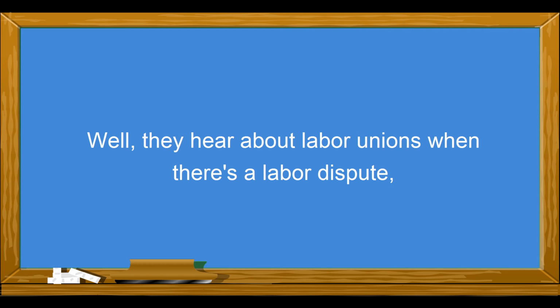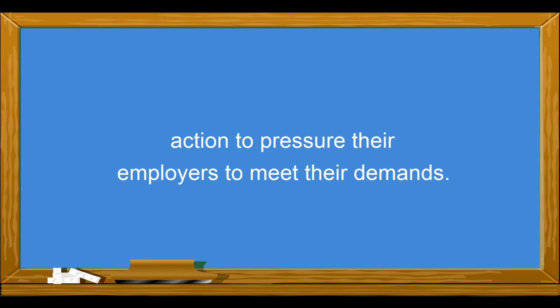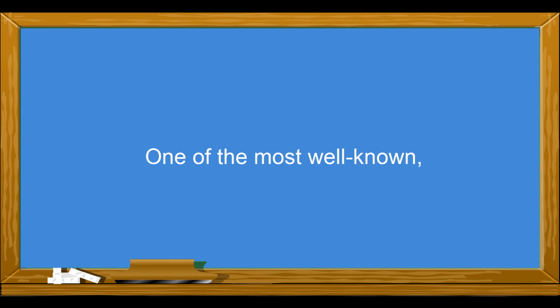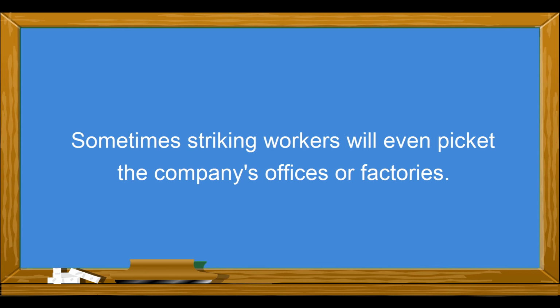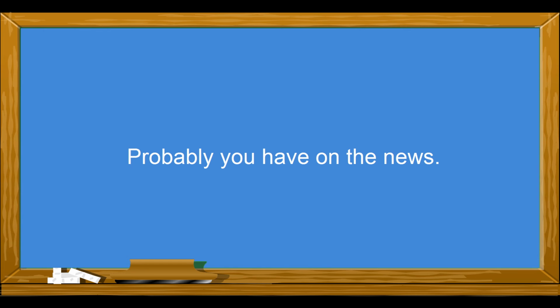Well, they hear about labor unions when there's a labor dispute because when negotiations don't go well, the unions can sometimes take collective action to pressure their employers to meet their demands. This pressure can take many forms. One of the most well-known pressure tactics is for the unions to call a strike, where workers refuse to work. Sometimes striking workers will even picket the company's offices or factories. Have you ever seen this? Probably you have on the news.